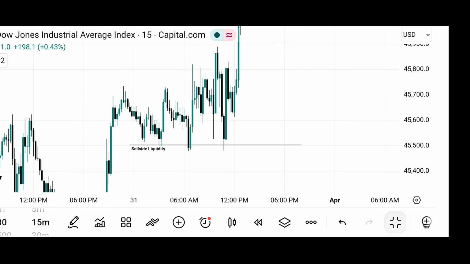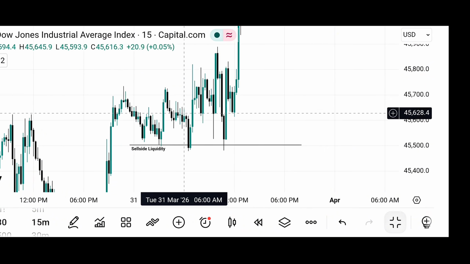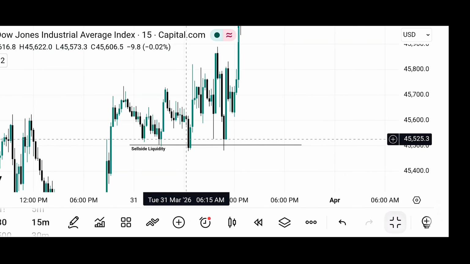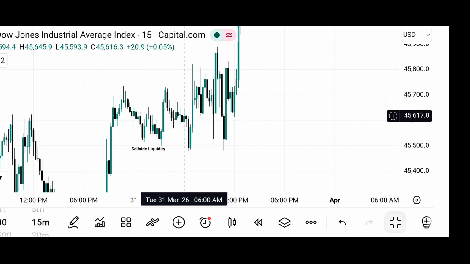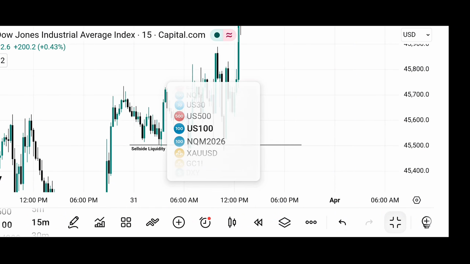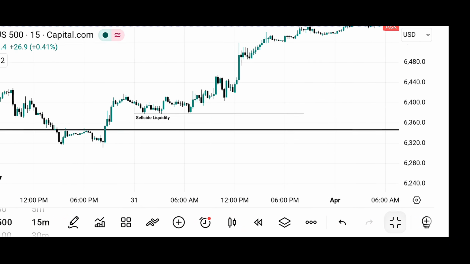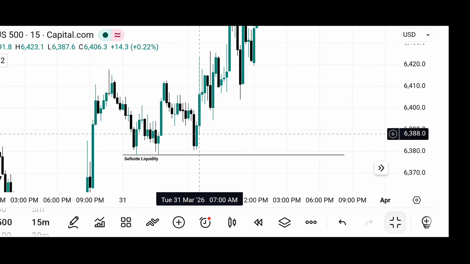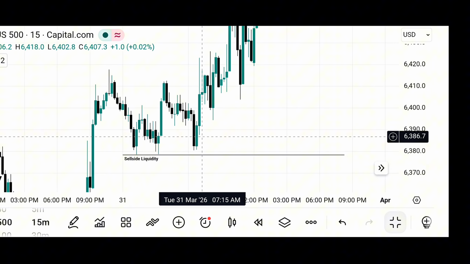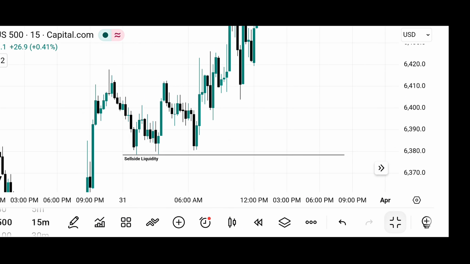Now, note something. The Dow Jones trades down to grab sell side liquidity by making a lower low, while the Nasdaq and the S&P are holding strength by failing to make a lower low in price. So when you are able to identify this divergence in price, this is the market quietly showing us that selling pressure is weakening.